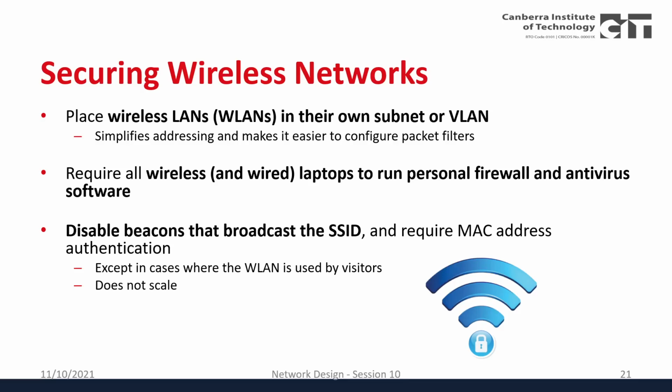Now, we also need to make sure we secure our wireless networks. All right, let's discuss wireless security techniques. We should place wireless LANs, WLANs, in their own subnet or VLAN. That is basically because we can then deal with the firewall rules much more easily if we have them in a separate subnet, in a separate VLAN. It simplifies addressing as well, and makes it easier for us to configure packet filters and so on.